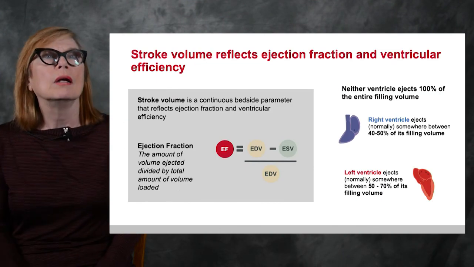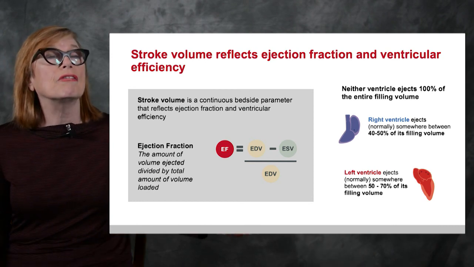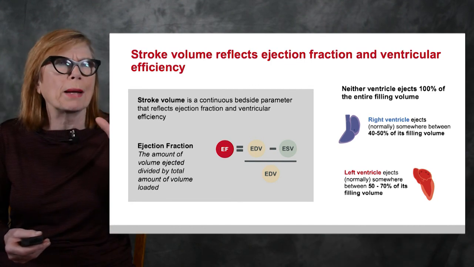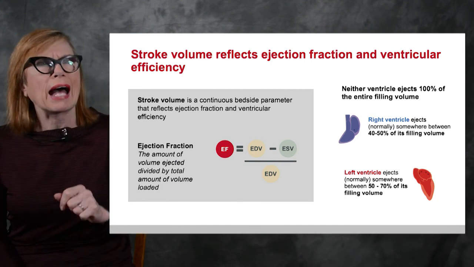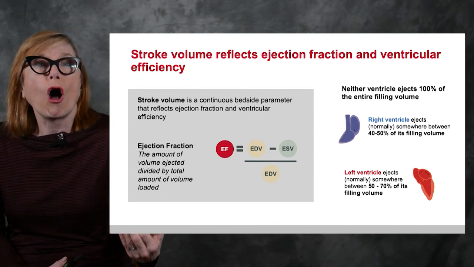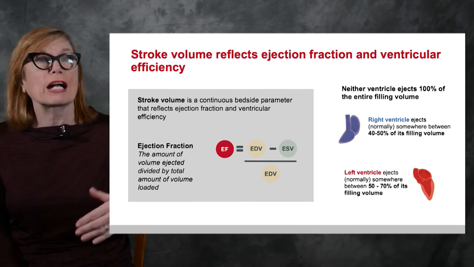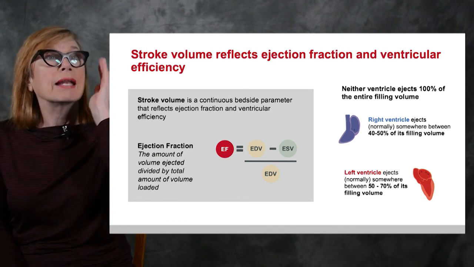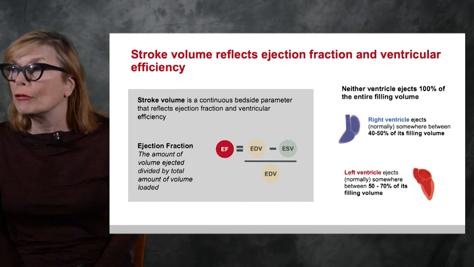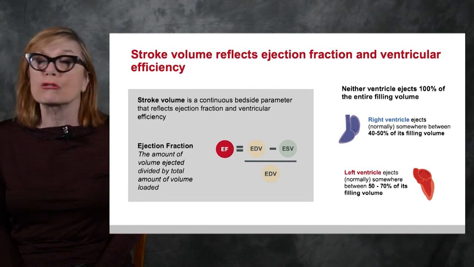Okay, so one of the beautiful things about stroke volume is that it reflects ventricular efficiency and ejection fraction. It's a poor man's way to continuously evaluate ejection fraction and ventricular efficiency. So it's really awesome to be able to look at your stroke volume and correlate that to your ejection fraction and your ventricular efficiency, and to remind yourself that with a critical patient, what you want to do is improve ventricular efficiency. So again, if I give you volume, stroke volume should go up.